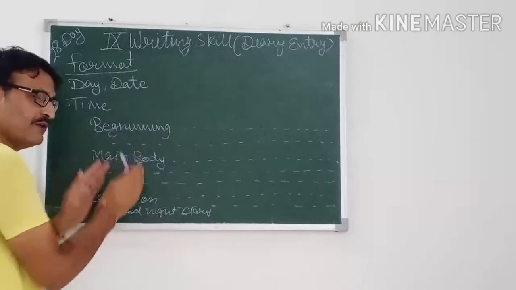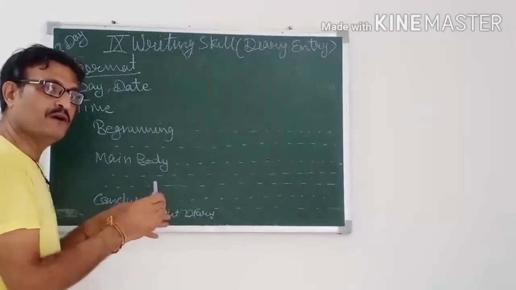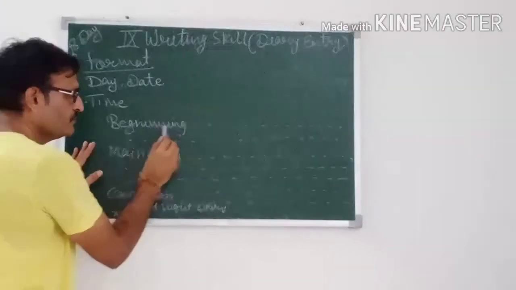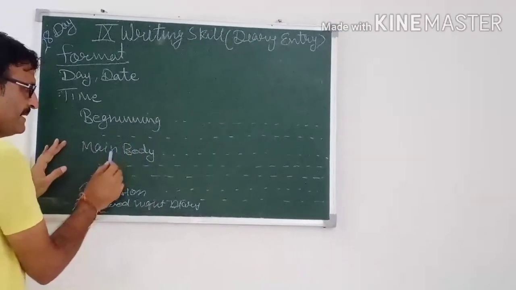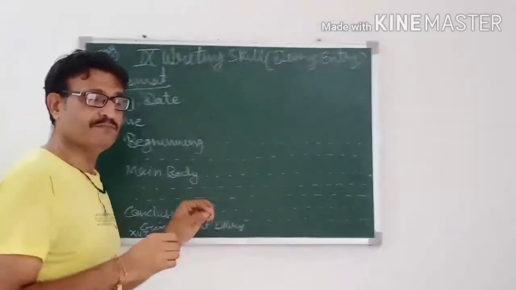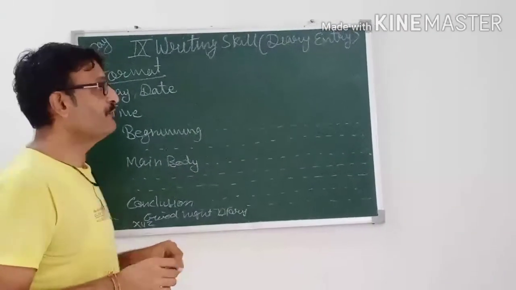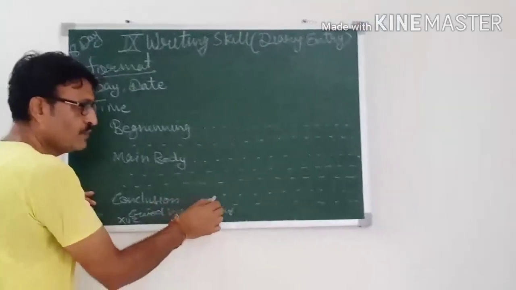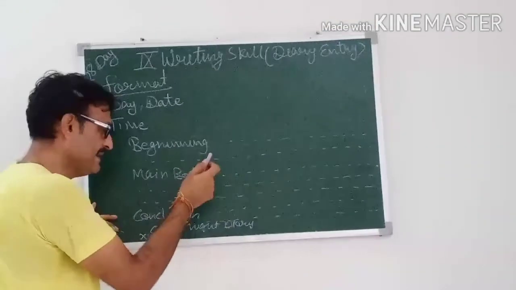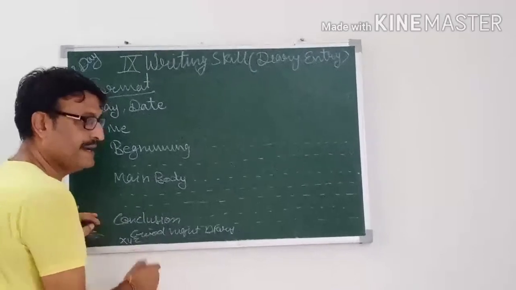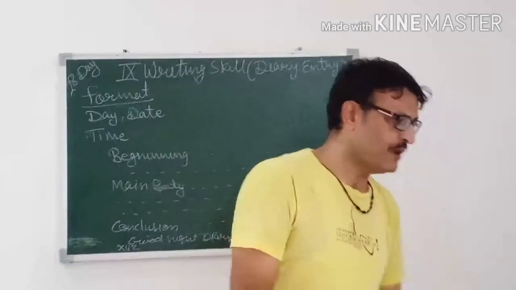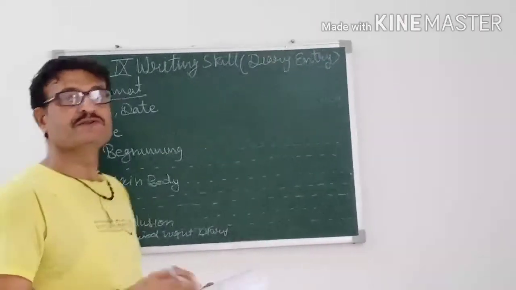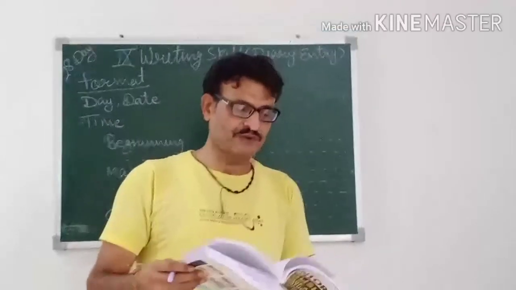I just want to tell you about the format which you have to include, but you have to write in a proper manner. Day, date, then time. You have to start the beginning, and after the beginning, on whichever theme you got the question in the form of a diary entry, you have to write the main body. Then you have to write the conclusion of that diary entry. At last, "Good night, diary", and in the last part, whatever you want to write, XYZ, as usual.